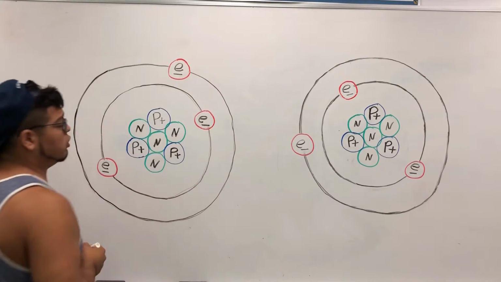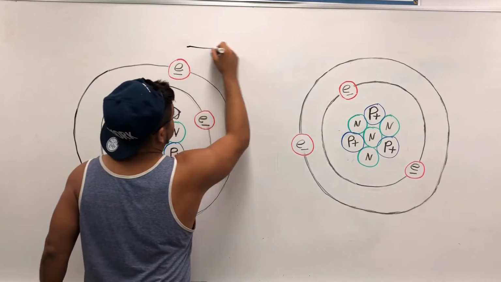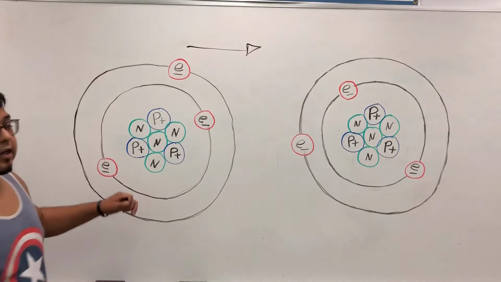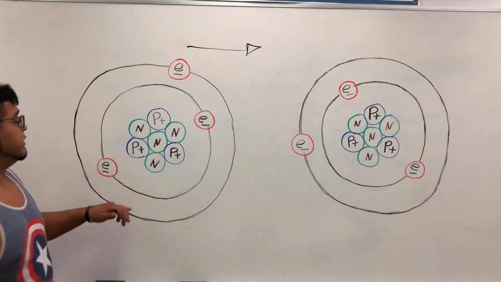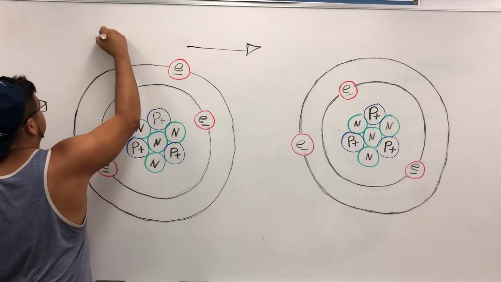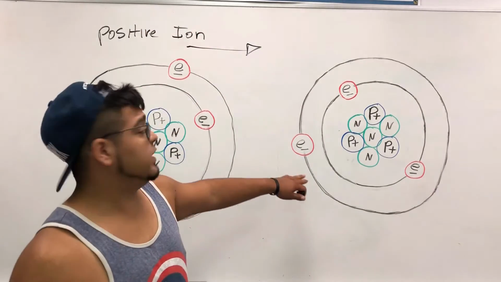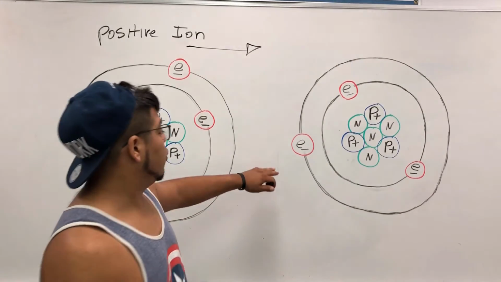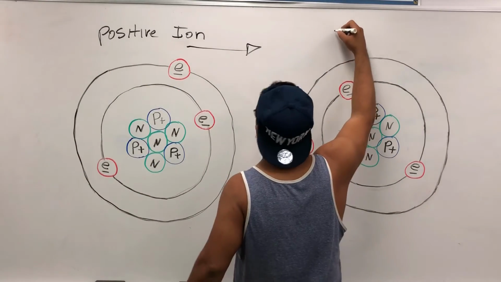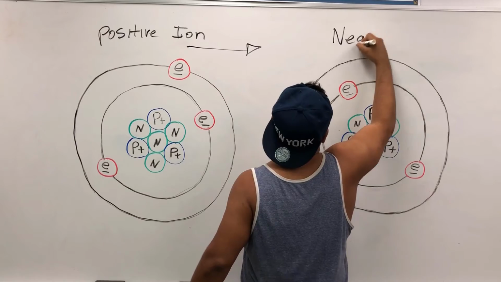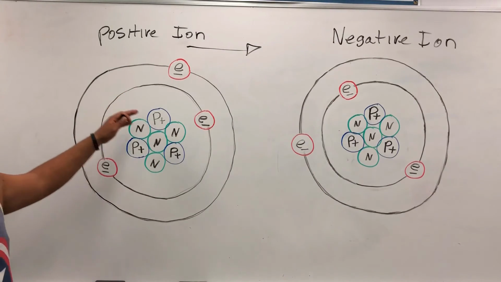So whenever an electrically balanced atom loses an electron to another atom, this atom will now have more positive charges or more protons than electrons or negative charges. This means that this atom will then become a positive ion. The receiving atom will now have more electrons or more negative charges than protons or positive charges. This means that this atom will now become a negative ion. So positive ion, negative ion.